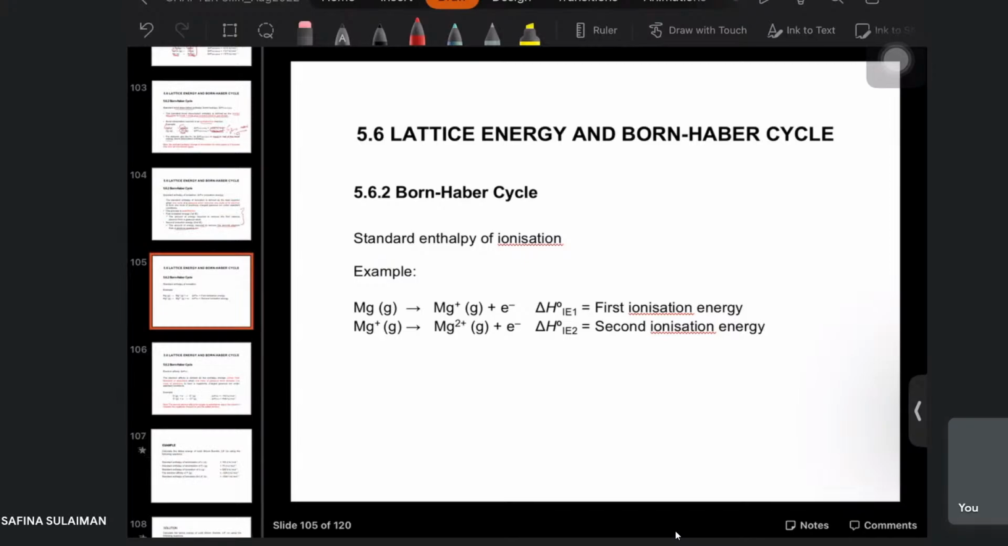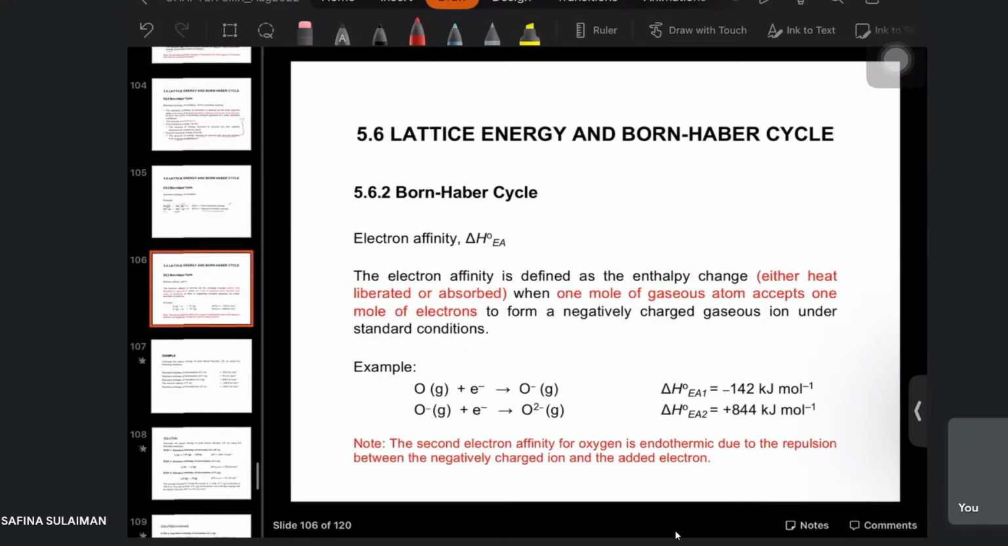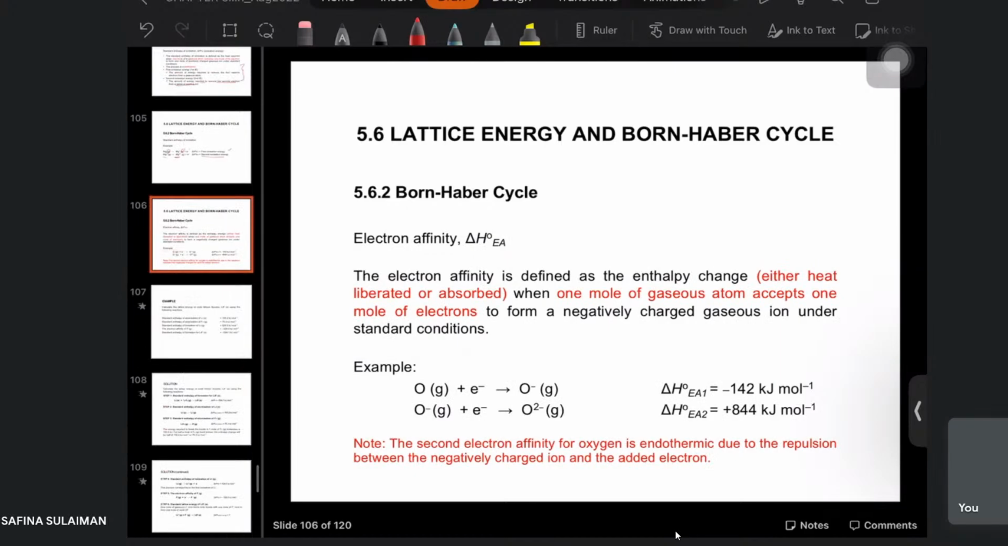Okay, for example the first one, from magnesium gas, it must be in gas. The condition must be in gaseous state. Then it releases 1 electron to become Mg plus gas plus 1 electron. This is what we call the first ionization energy. And then from Mg plus, it releases the second electron to become Mg2 plus, and this one is the second ionization energy. And then next is electron affinity.